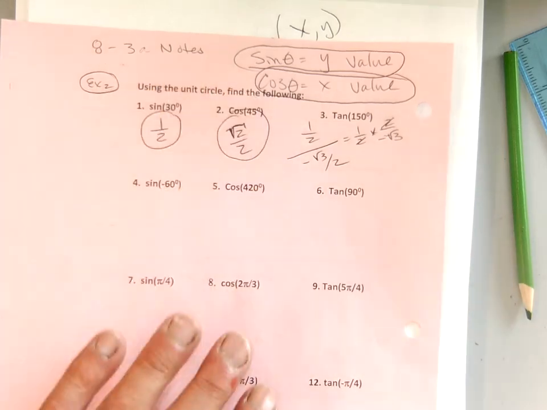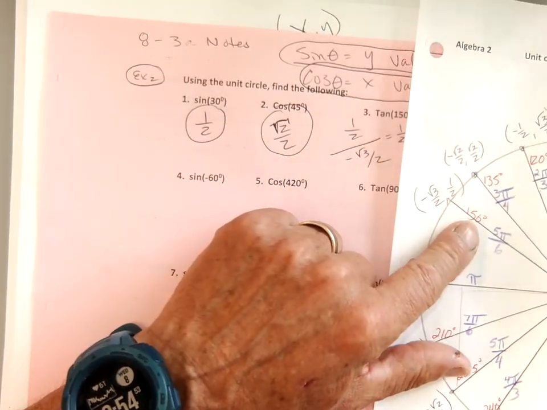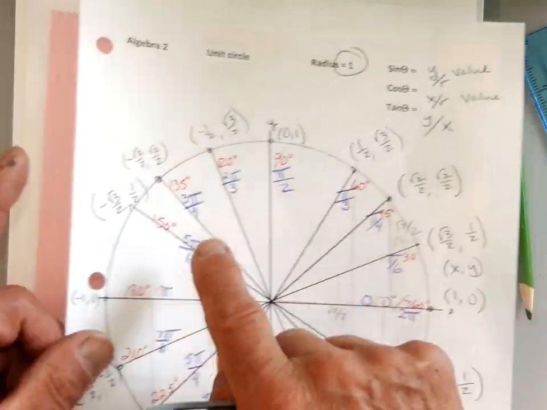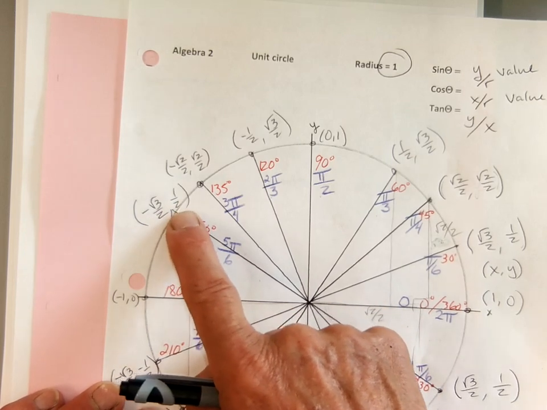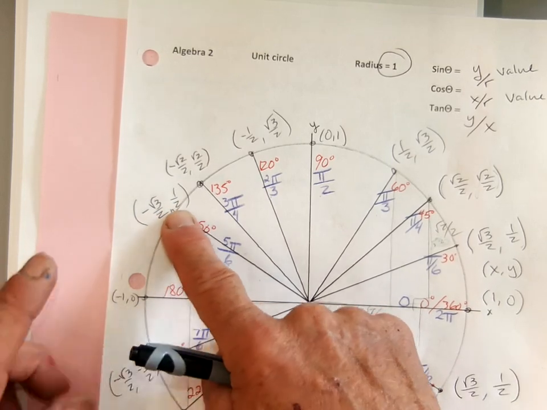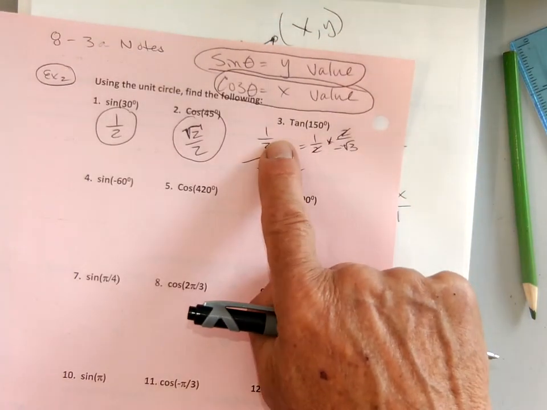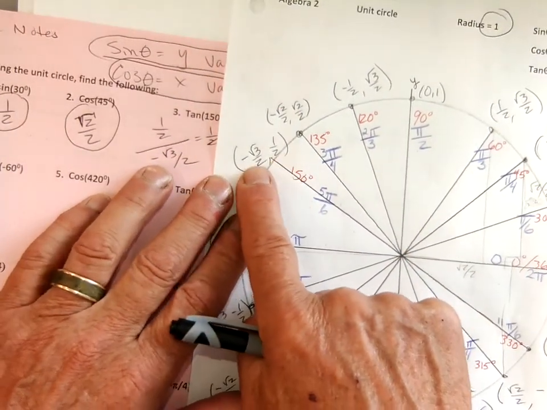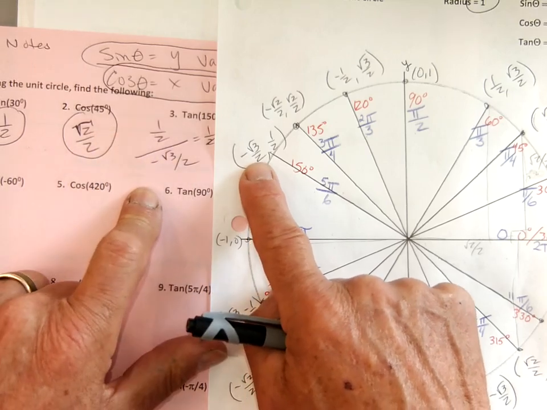So one more time, let me go back. 150 degrees. Tangent of 150. Here's 150 degrees. The tangent is the y over the x. So here's my 150 degrees, x, y. I take my y value over my x value, okay? So I'm going to take my 1/2, that's my y value, over my x value, okay? Now that's a really bad answer. It's a fraction with a fraction, right?